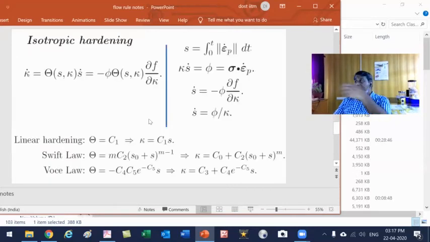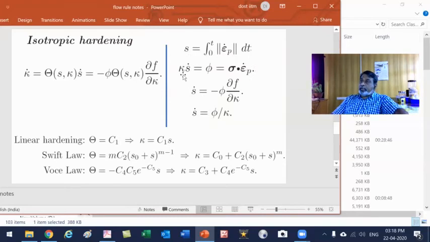Just borrowing whatever ideas we already had in one dimension, for isotropic hardening kappa dot can be written this way. We wrote it in a very similar way as this, right? In this, the function is the function that you choose appropriate to what you observe in the real material. So if I use these connections, for example, S is nothing but this integrated over time.